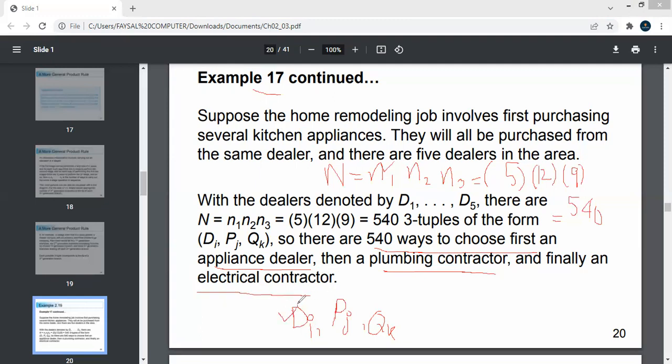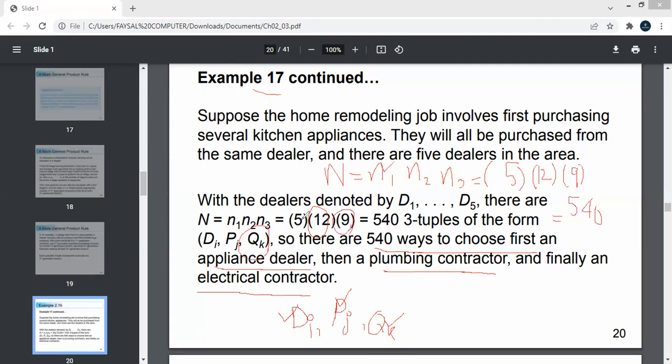D is for dealer. For the dealer, there are 5 choices. Then the plumbing contractor, which is known as P, has n2 with value 12. And the last one is Q, the electrical contractor, having value qk, and this value is equal to 9.